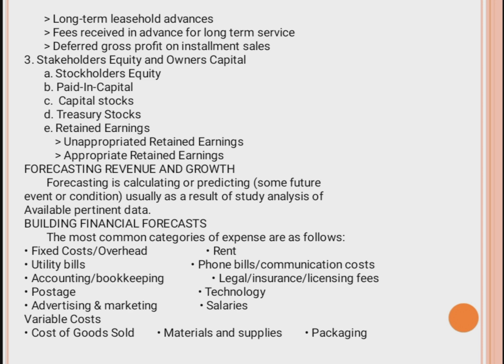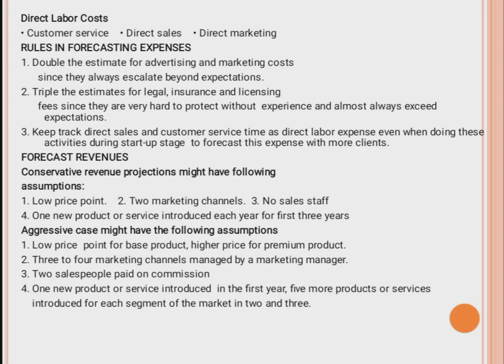Next, phone bills or communication costs. Next, accounting or bookkeeping. Then legal, insurance, or licensing fees. Next, postage. Next, technology. Next, advertising and marketing. Next, salaries. Next, variable costs, under cost of goods sold. Next, materials and supply. Next, packaging. Next, direct labor costs. Number 1, customer service. Number 2, direct sales. Number 3, direct marketing.